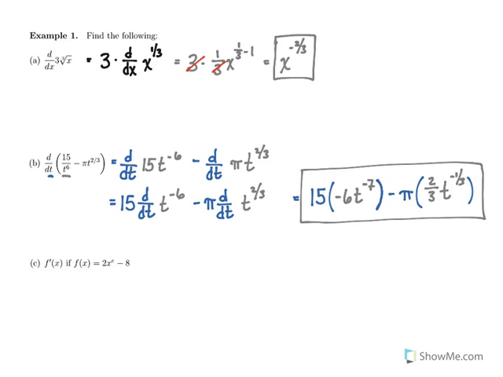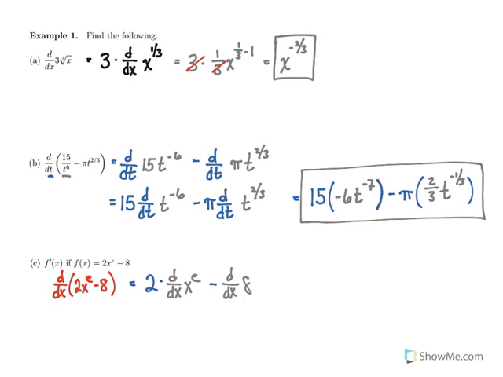And then last one is kind of different form, but it's the same question. Find the derivative f prime if the function is 2x to the e minus 8. That's the exact same thing as saying the derivative of 2x to the e minus 8. So this is going to be 2 times the derivative of x to the e minus the derivative of 8.